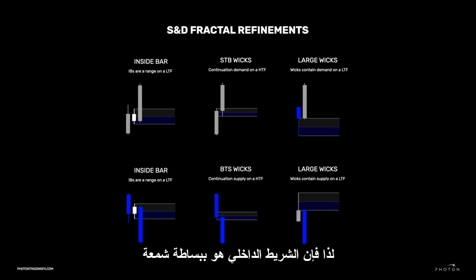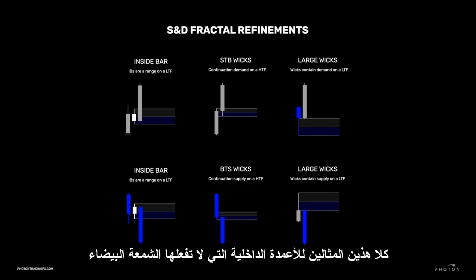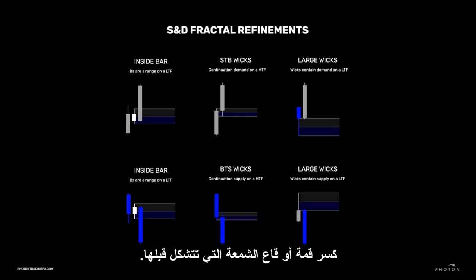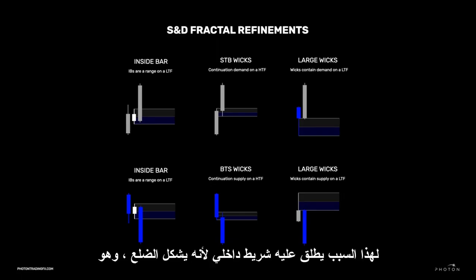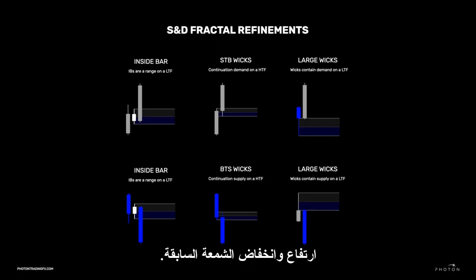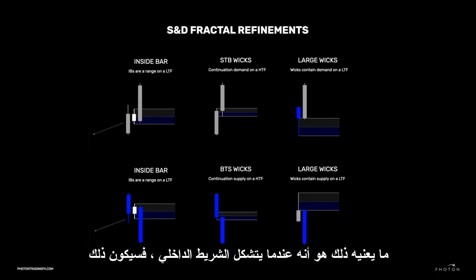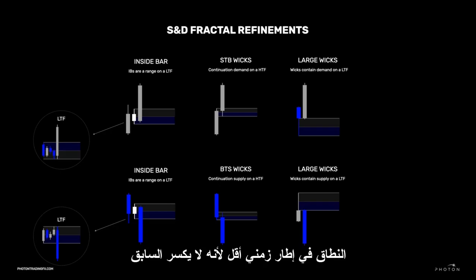An inside bar is very simply a candle that does not break the high or low of the previous candle. You can see in both of these examples of inside bars that the white candle does not break the high or the low of the candle that formed before it. That's why it's called an inside bar, because it forms inside the high and low of the previous candle. So what that means is that when the inside bar forms, that will be a range on a lower time frame, because it's not breaking the previous candle's high or low, right? It's just ranging in between, and that's what the inside bar represents. It represents a range on a lower time frame.